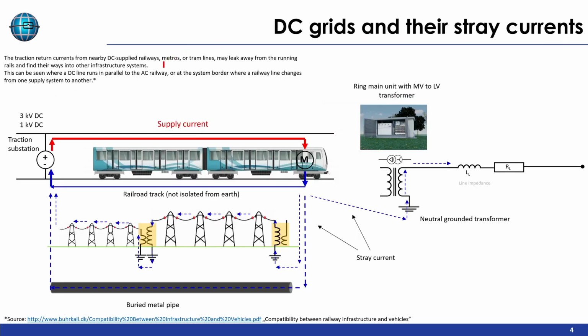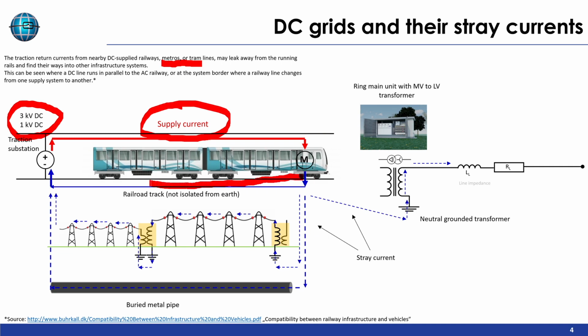In addition, a lot of metros or trams have a DC power supply. The supply current is a DC current, and it goes back through the railroad track, but this is not perfectly isolated from earth, so you have stray currents going into buried metal pipes or into the grid. Here you can see how it enters an earthed star point of a transformer. So you can have a DC component everywhere where you have earthed networks.